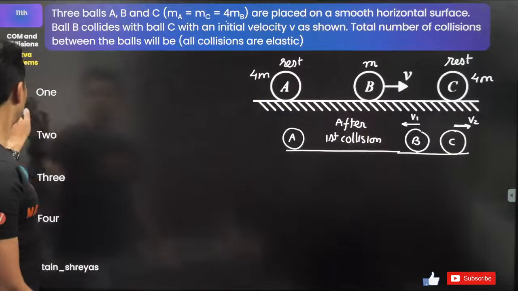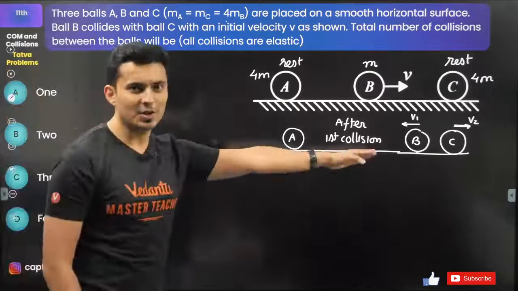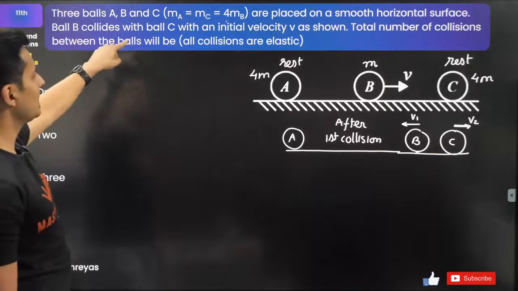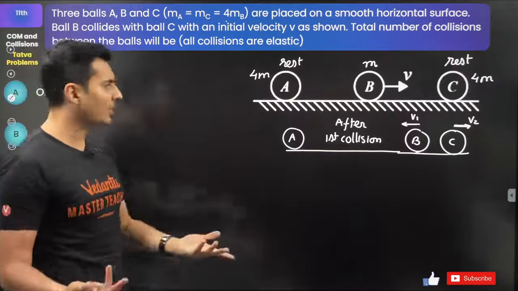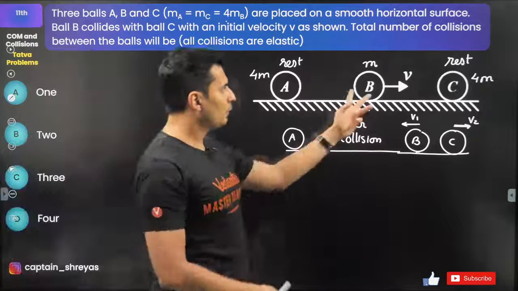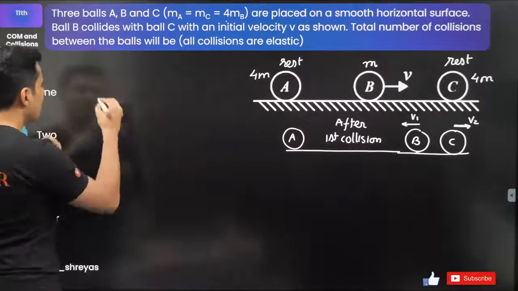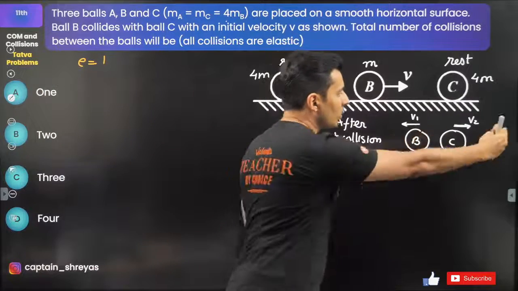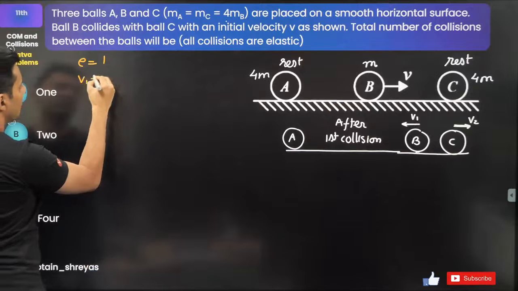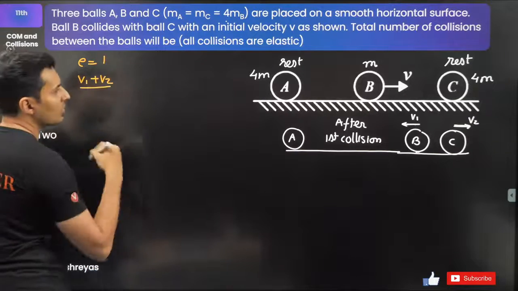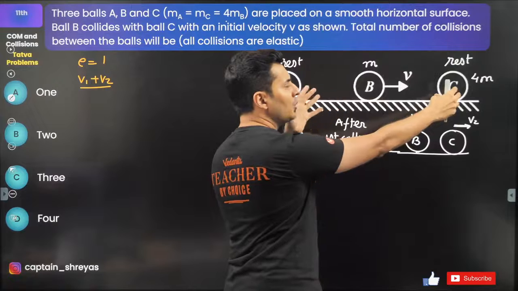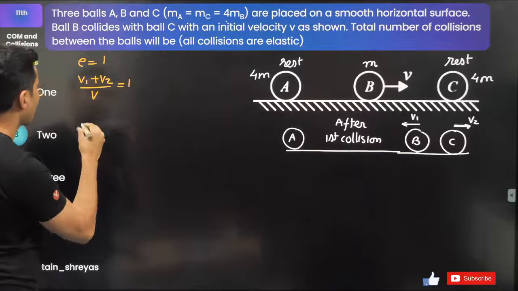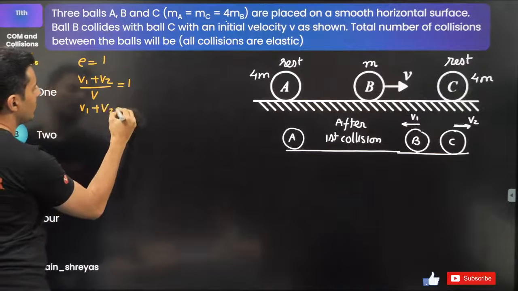After the first collision, we can use conservation of momentum and also maybe the coefficient of restitution. Is it an elastic collision? Yes, all collisions are elastic. So for these two bodies, B and C, using e equal to 1, the separation velocity, as they are moving apart, is V1 plus V2. The approach velocity: this one is at rest, this one is moving, so the approach velocity is just V. So V1 plus V2 is equal to V.